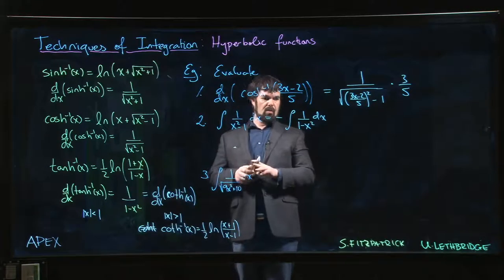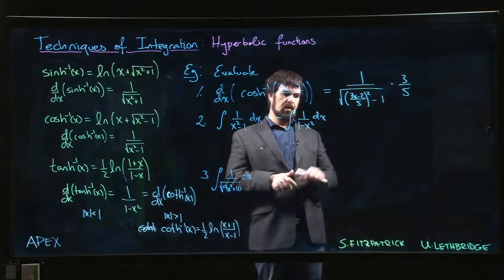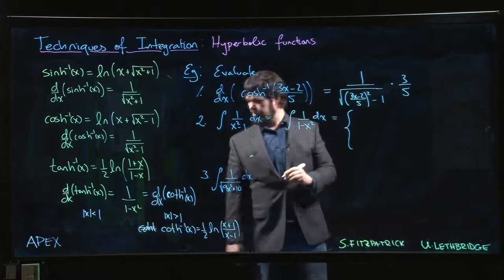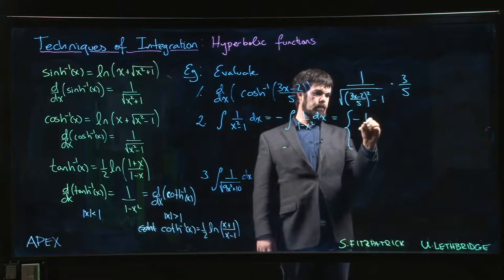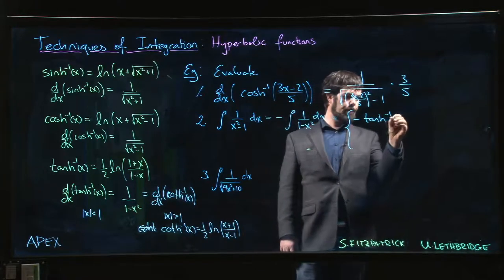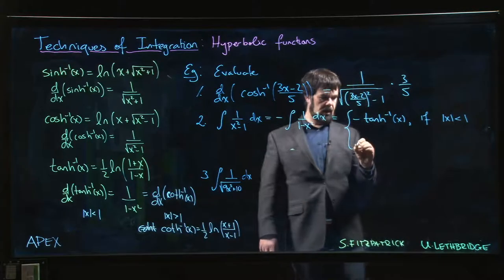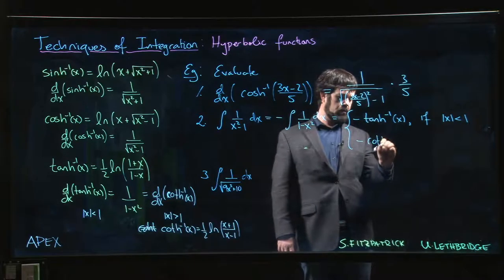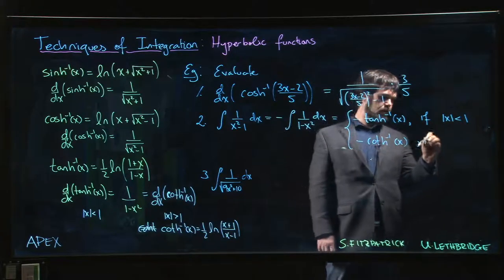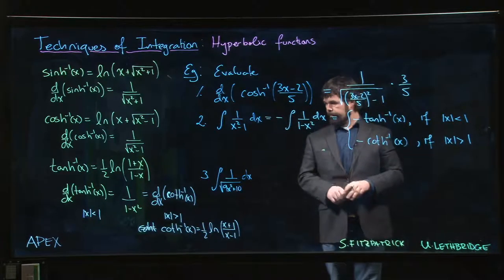Okay, so what you do here is you split this up into two cases, and you say, okay, well, this is going to be minus inverse hyperbolic tangent if the absolute value of x is less than 1, and it's going to be minus inverse hyperbolic cotangent if the absolute value of x is bigger than 1, okay?